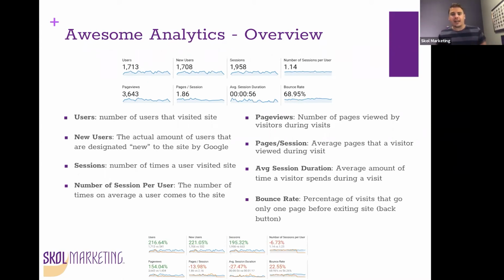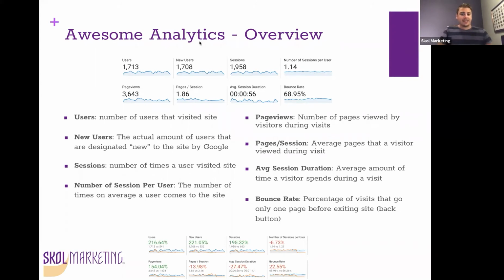Now, some things are going to influence that. If you have payment portals or a subscription site, you're going to have many more people coming back to the site that are not new than someone that doesn't have any of those things and is just trying to get more leads. But it's important that we understand users and new users, very similar. You can see here that this was most likely a new website, because out of the 1,713 users, 1,708 of them were new. So the next month that they look at this, that new users number is most likely going to be way down.